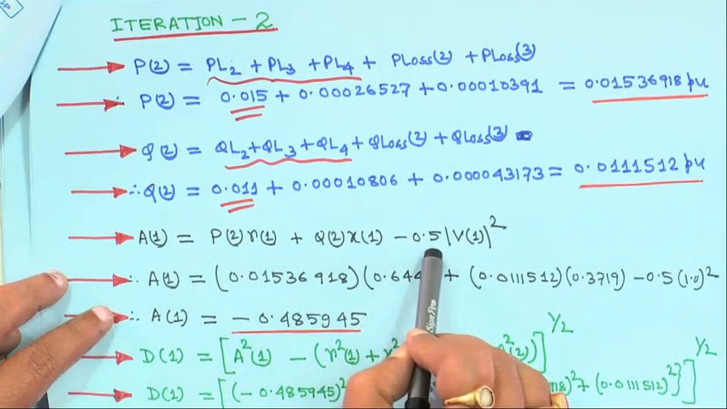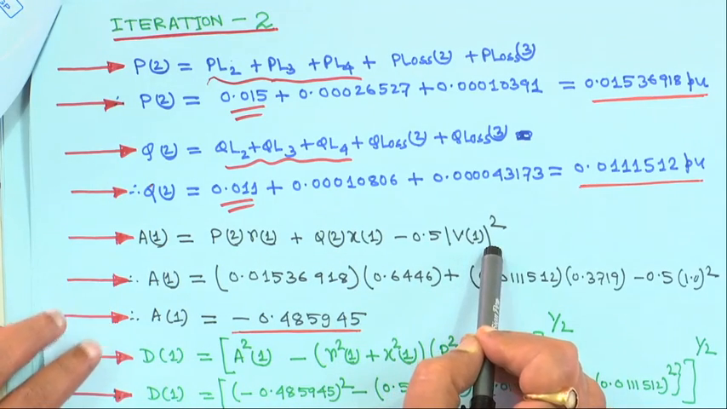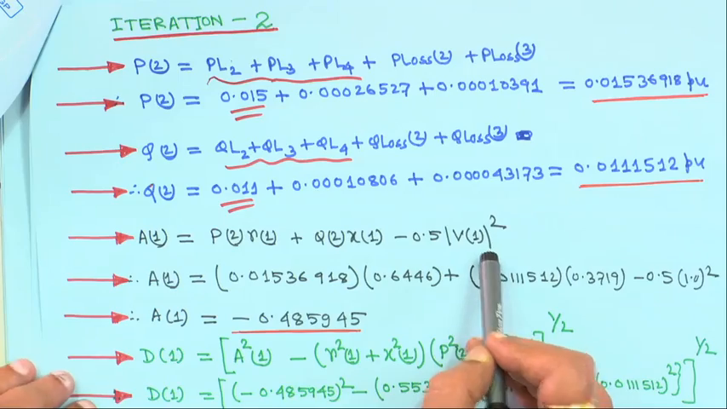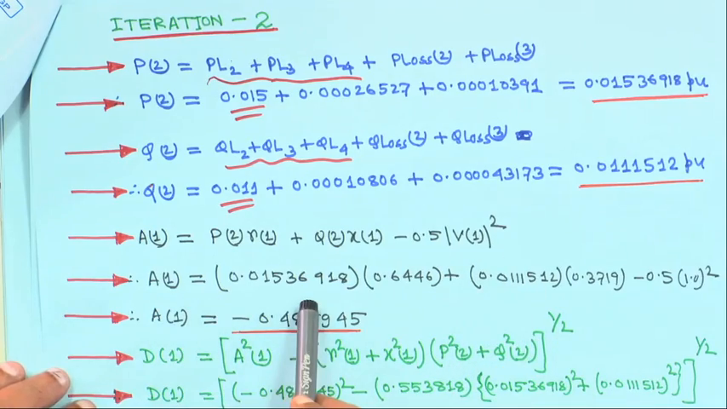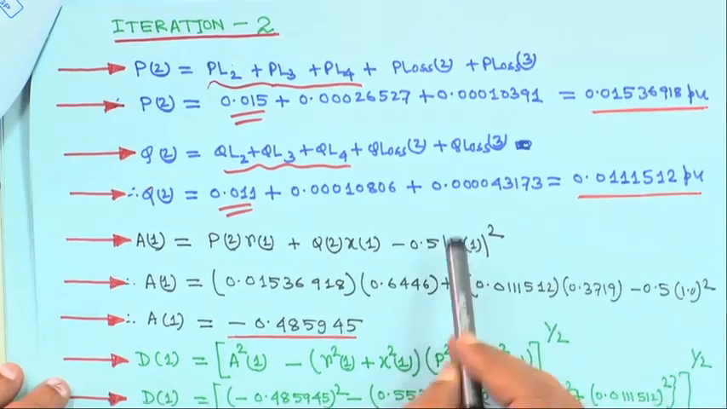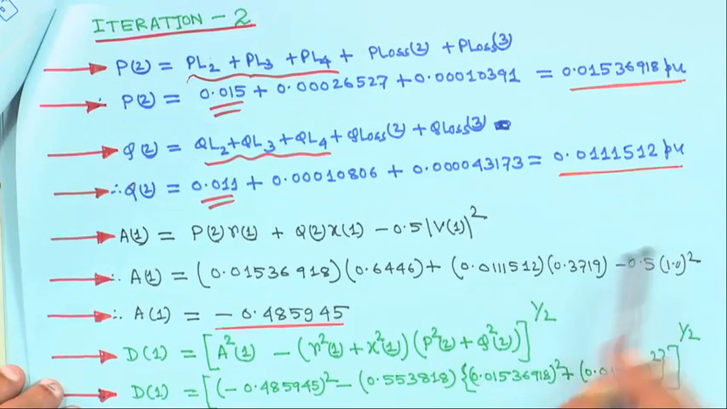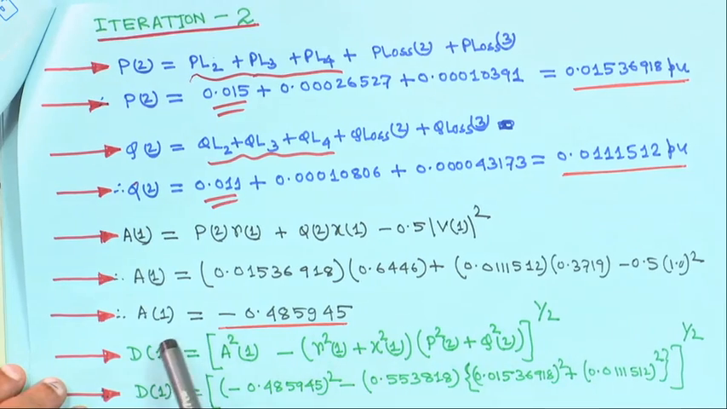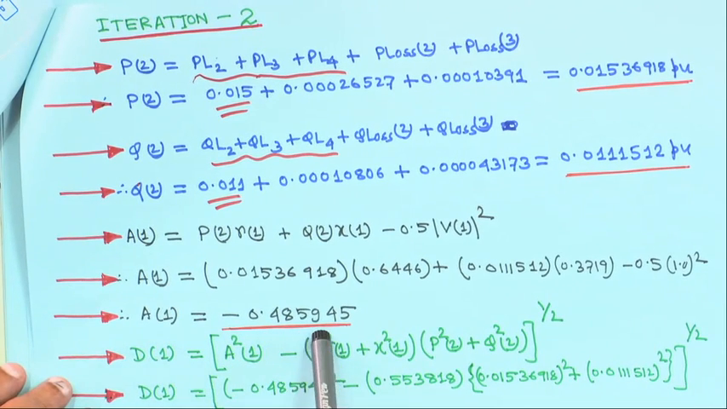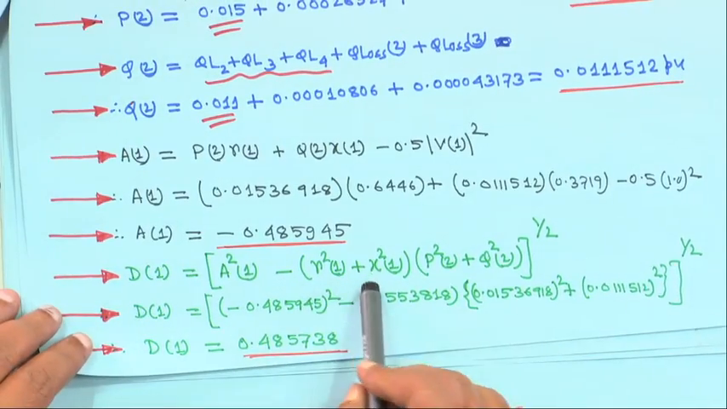Similarly, again from the same equation you calculate A1 is equal to P2 R1 plus Q2 X1 minus 0.5 V1 square. V1 is always 1 because it is the slack bus, its voltage magnitude is 1. So, A1 is equal to P2, now you have got this much, Q2 you got this much, right. Put everything here, all these things you substitute, and you will get A1 is equal to minus 0.485945.